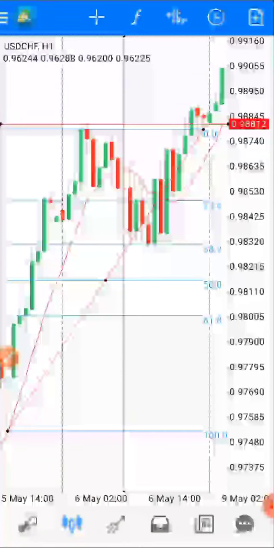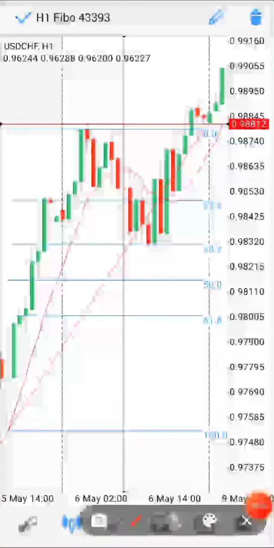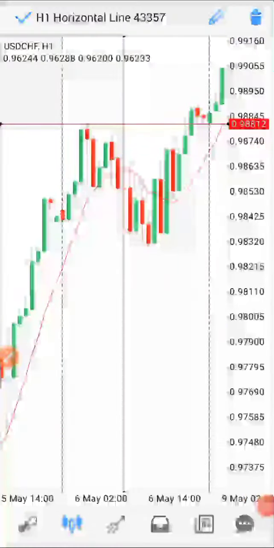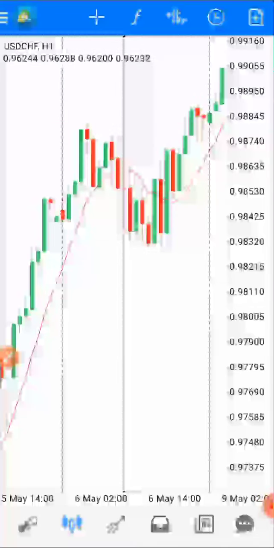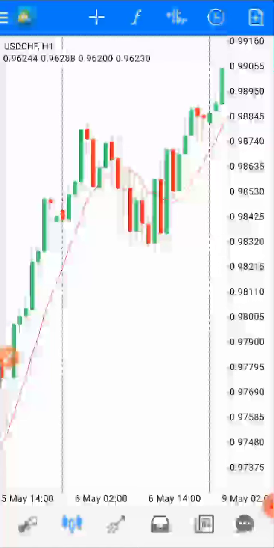So let me delete it. Just hold it, and then it will bring out this. You touch delete. We hold it, delete. Hold it, and then we click delete. It's very simple. So no hassles. It's very easy. You don't need to get confused here.